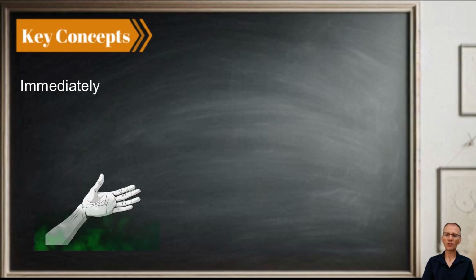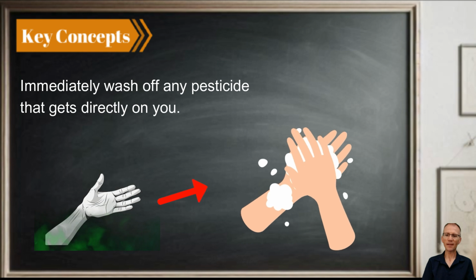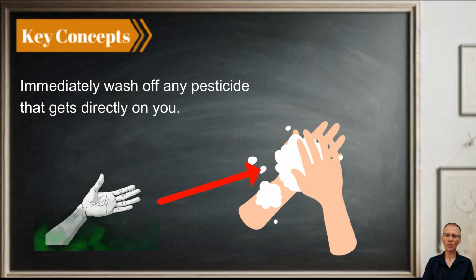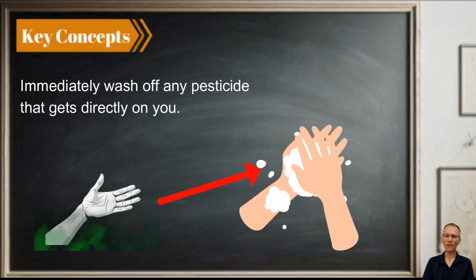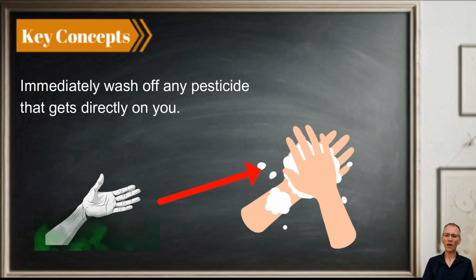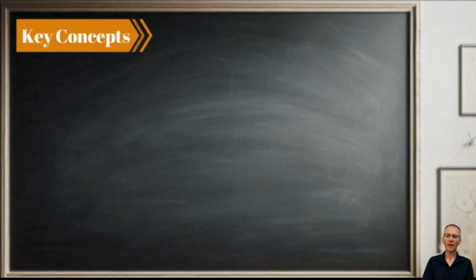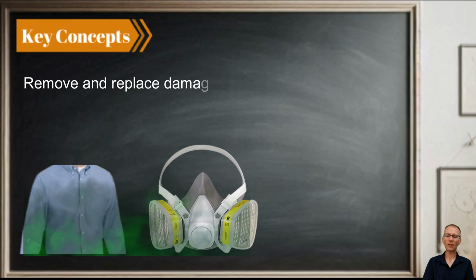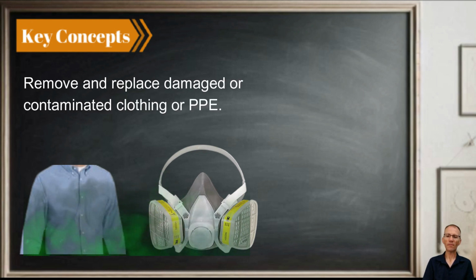You're going to need to wash off any pesticide that gets directly on you. I know that sounds kind of crazy, I would have to say that, but it's really important for you to understand. If you get pesticide on you, wash it off immediately. It's always important for you to remember that any damaged or contaminated clothing or PPE needs to be replaced. Don't go out there with ripped up clothing or clothing that has pesticides on it or PPE and think you can just get through the workday. Just have spare clothing available.